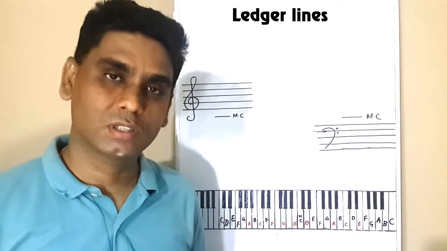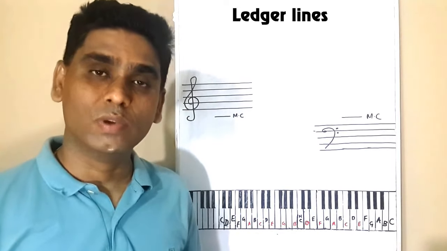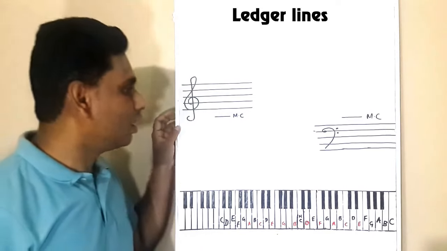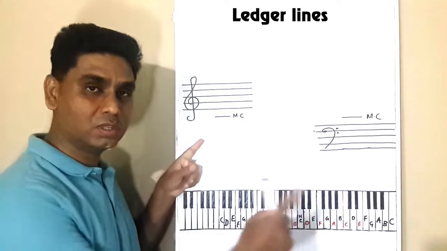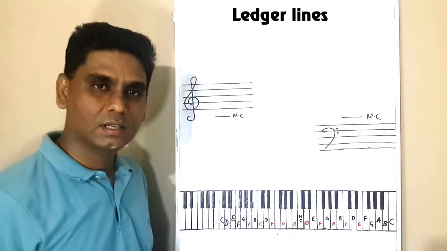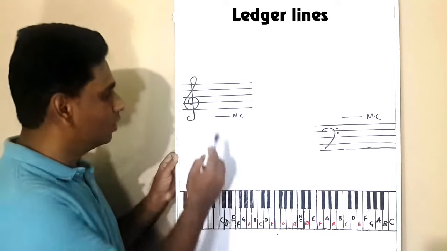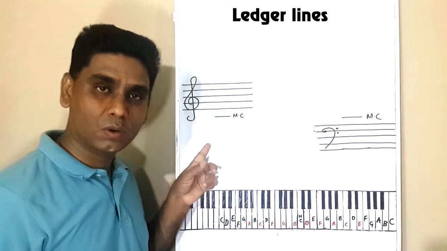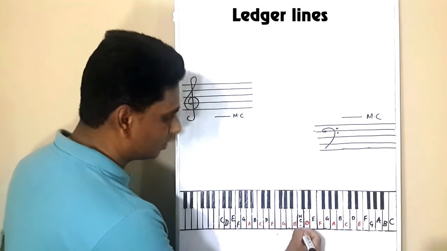Now I am going to teach you how we draw the ledger lines when there is a single stave. Here I have drawn the treble stave and the bass stave in two different places. Let's go to the treble clef stave first. There is a middle C. This is always located below the treble stave. And here this is the middle C note.